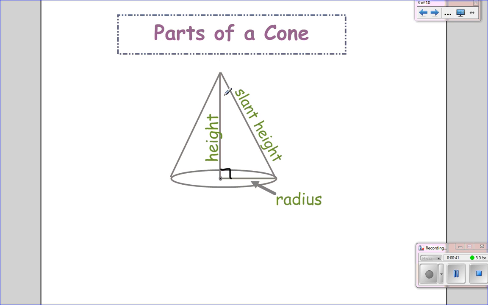Now, this is very important: notice that the height, the radius, and the slant height form a right triangle. So if ever you're given the height and the radius, you can figure out the slant height, or if you're given the slant height and the radius, you can figure out the height. So that's important that you notice that right triangle within a cone.